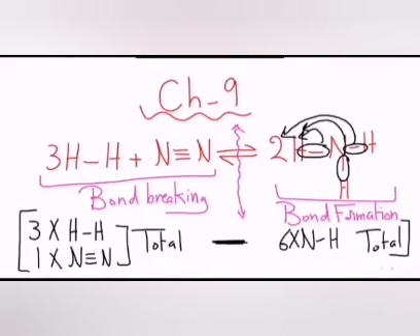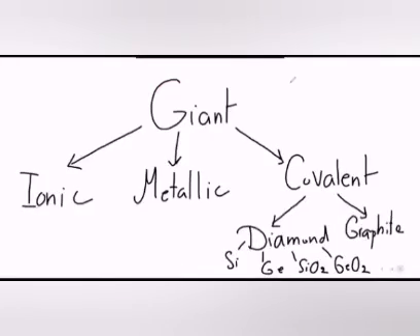I'm going to repeat this point again. If delta H obtained was negative, then the reaction is exothermic, and the energy used during bond breaking was less than energy given out during bond formation. If delta H obtained was positive, then the reaction is endothermic, and this means that energy used during bond breaking was larger than energy given out during bond formation.